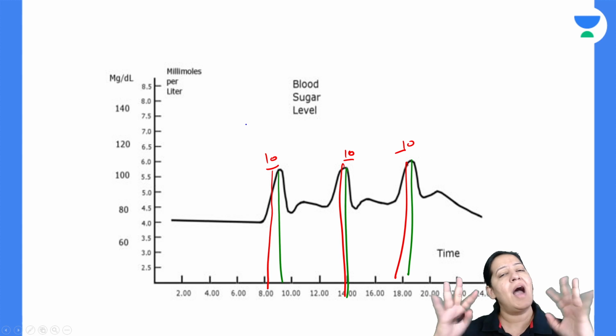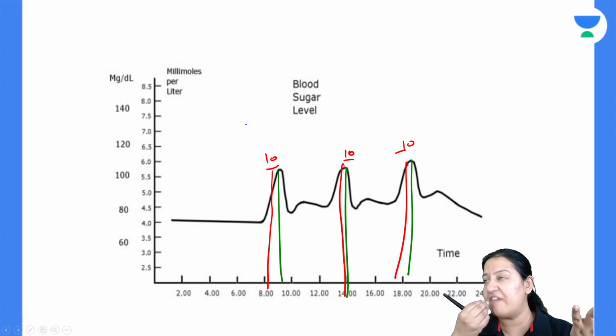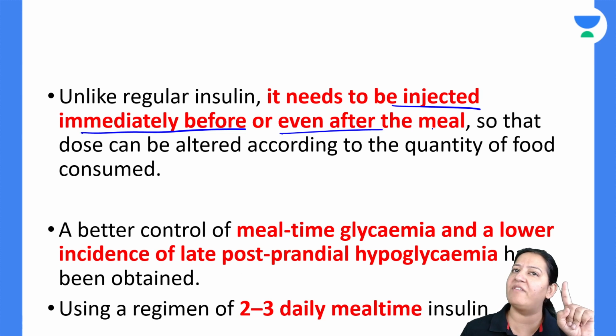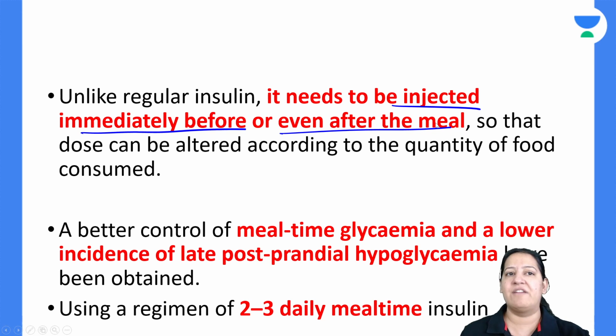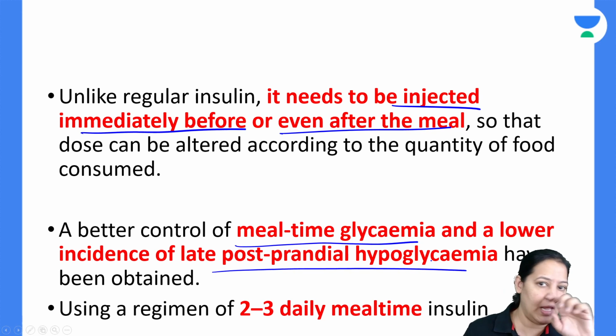I just forgot to take the insulin and I have already taken my meal. And meanwhile, in the meal, I have remembered, oh my God, I forgot my insulin. So after the meal also, I can take it. Immediately after the meal, during the meal, even after the meal, I can take it. That is the advantage. Have you got it? So it will control meal time glycemia, but postprandial hypoglycemia will not occur.